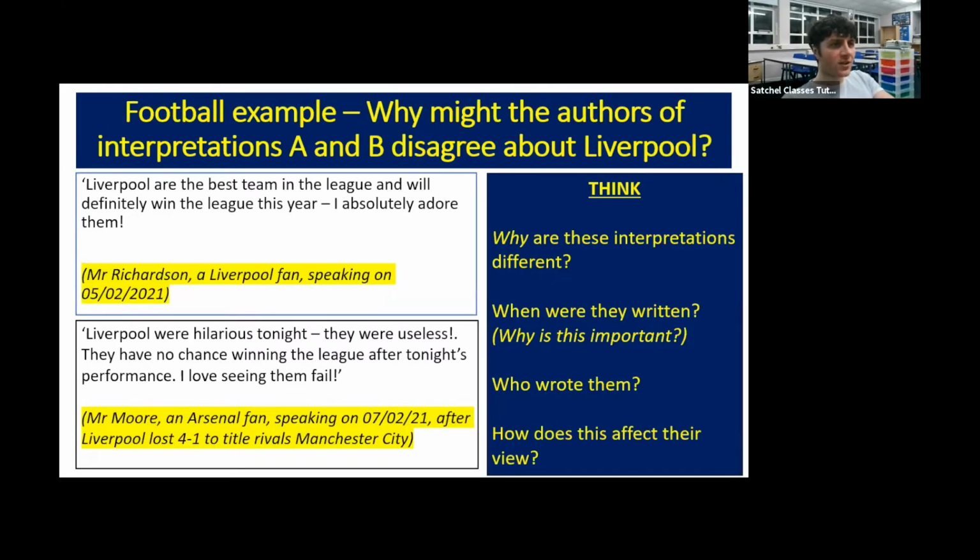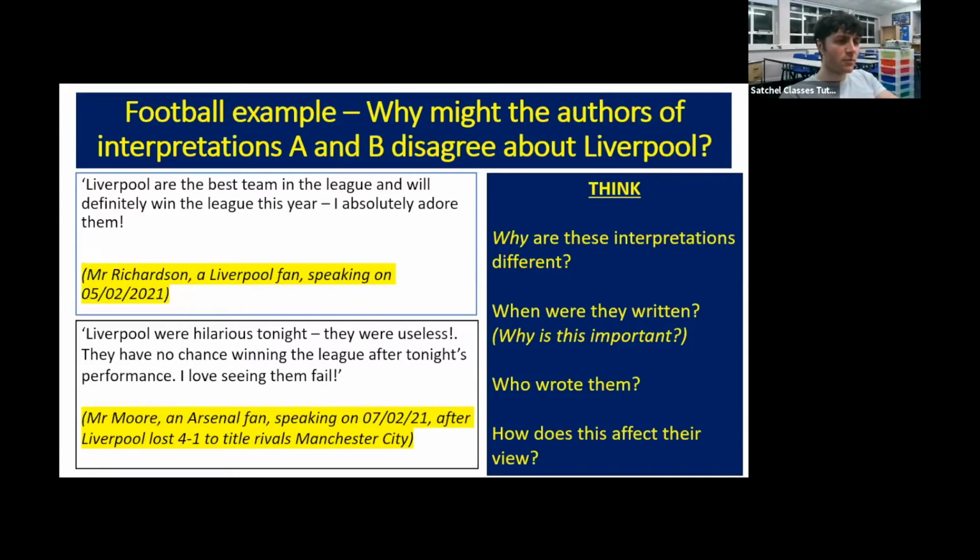So let's go back to the football example and have a look at it. What about the two authors of these interpretations is going to make them differ? So first we need to look at the provenance, which is highlighted there underneath the two interpretations. So looking at interpretation A, who wrote it and when? Well, it's me. Mr. Richardson has written this. I'm a Liverpool fan, and I was speaking on the 5th of February, 2021.